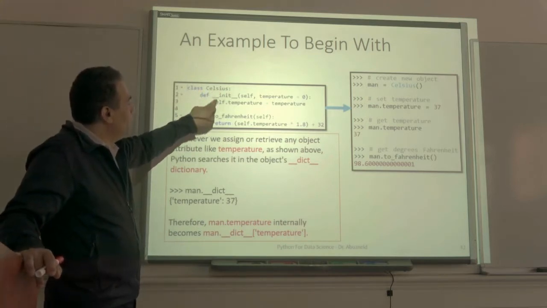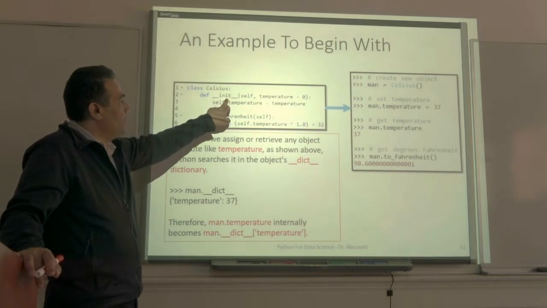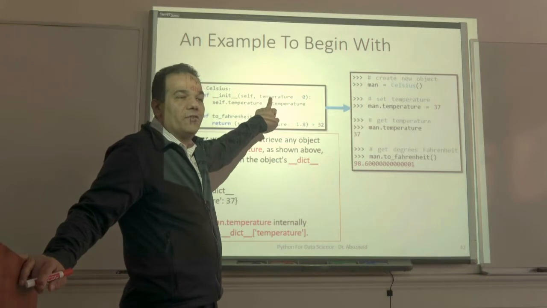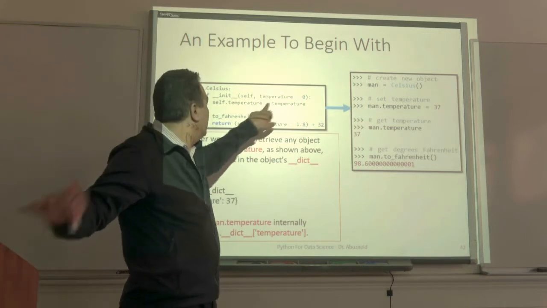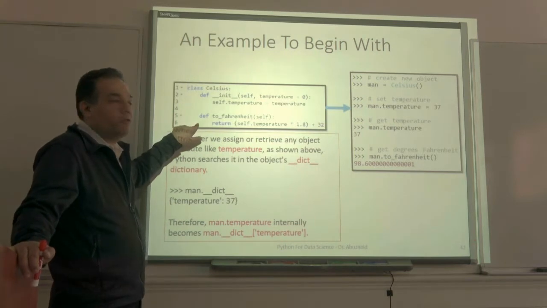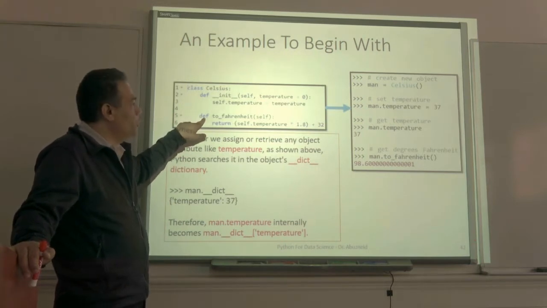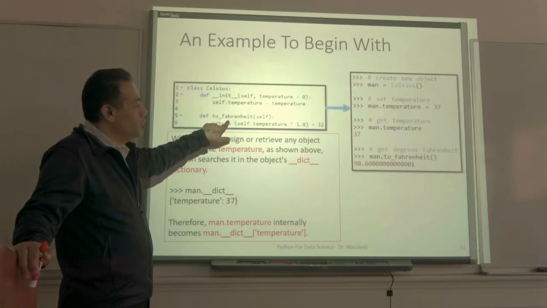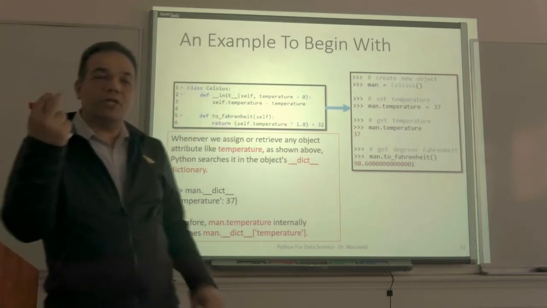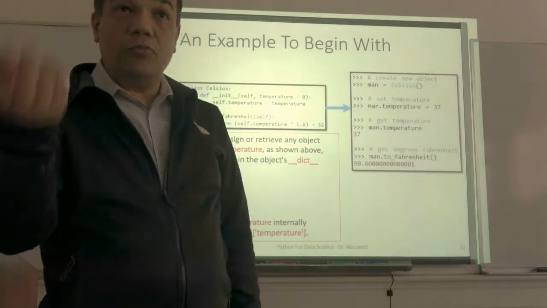Class Celsius. So I have to initialize the class. I'm passing the temperature. So how many attributes do I have in this class? One, temperature. And how many methods do I have? One. What does it do? Convert the temperature to Fahrenheit. So this is a class. It has one attribute and one method.